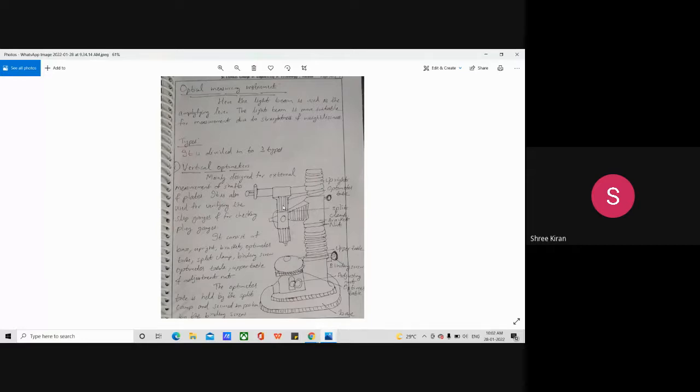Okay, the distance between the measuring tip and the table can be adjusted. All clamping screws of the brackets and tables must be firmly tightened before making any measurements. So this is what happens in the case of a vertical optimeter.